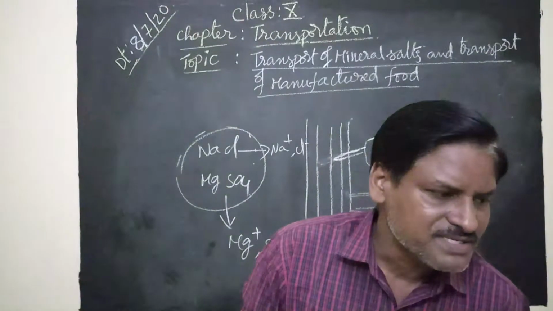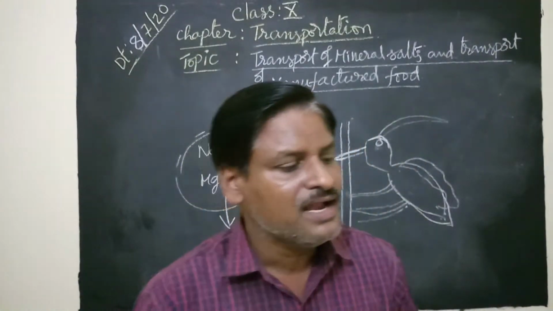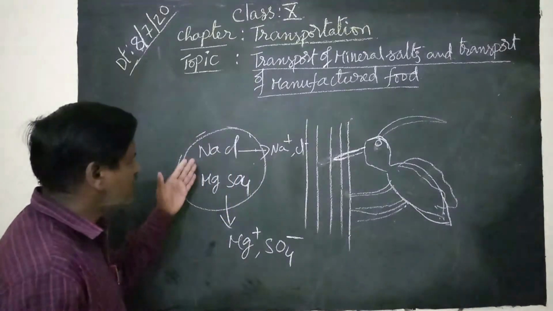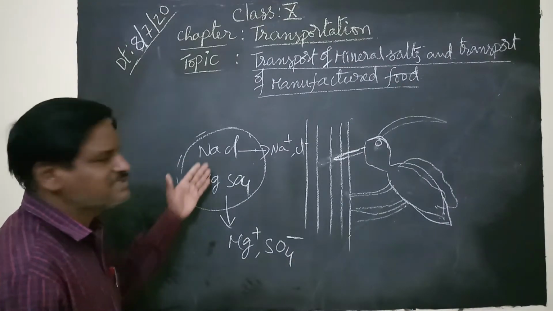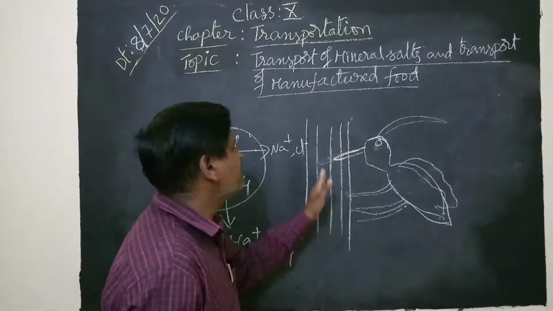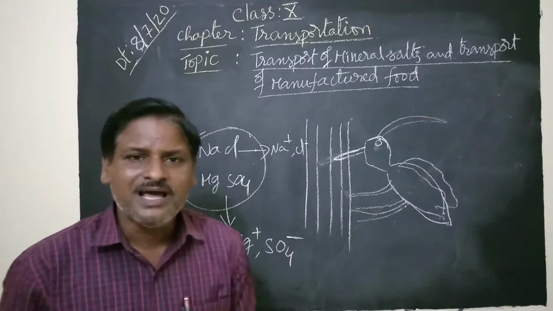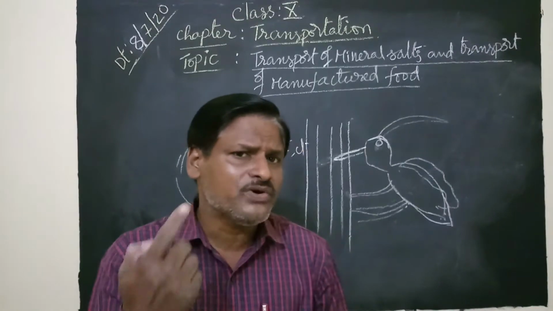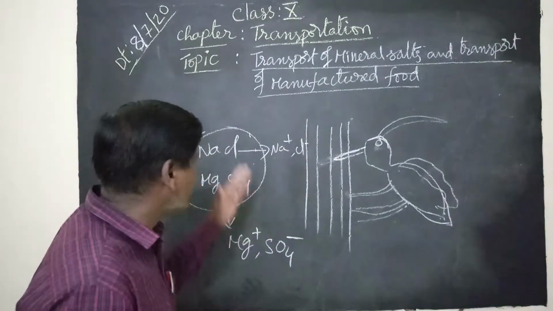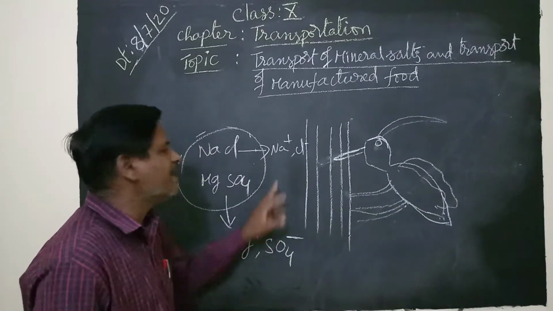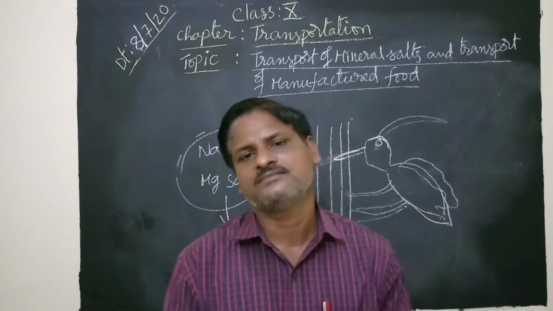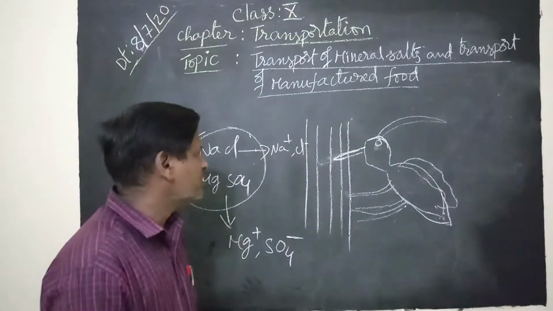In previous classes also we have learnt about ions. Here, if you observe, the salts in the form of ions move through the xylem vessels, that means in the xylem vessels where water is flowing. Through the water in the xylem vessels, the mineral salts in the form of ions are transported to every part of the plant. This is very important, children.